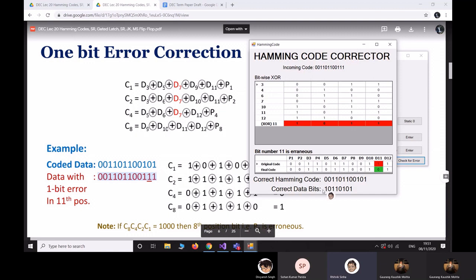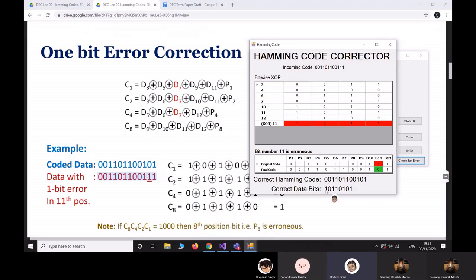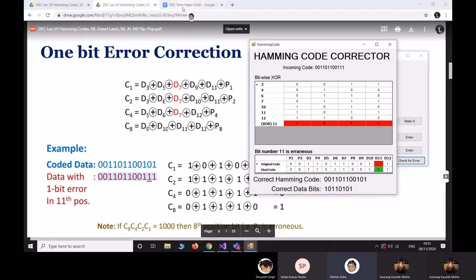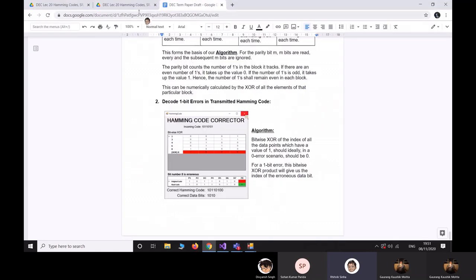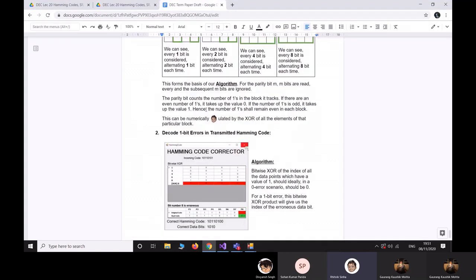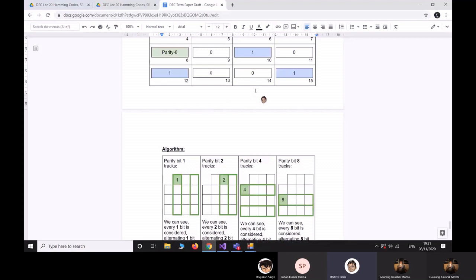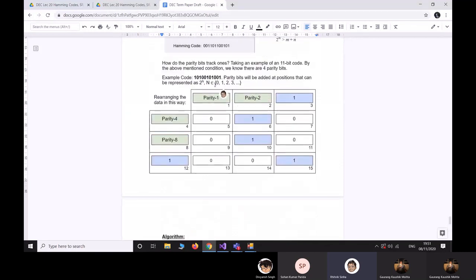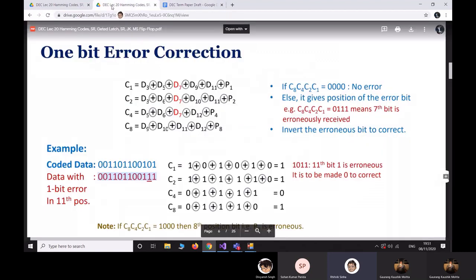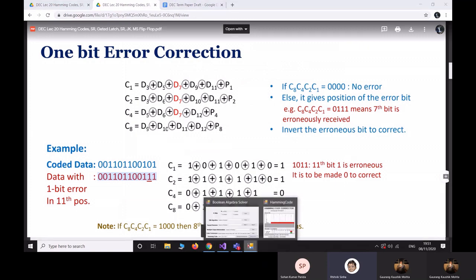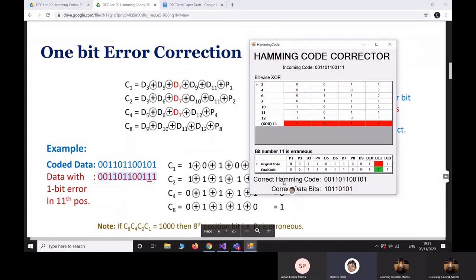And the Hamming decode is basically just removing all the first, second, fourth, and eighth bits, which are all the bits that can be represented in the form of 2 to the power n, where n is any non-negative integer. So removing that, we also arrive at the corrected data bits, which is the original non-coded message.